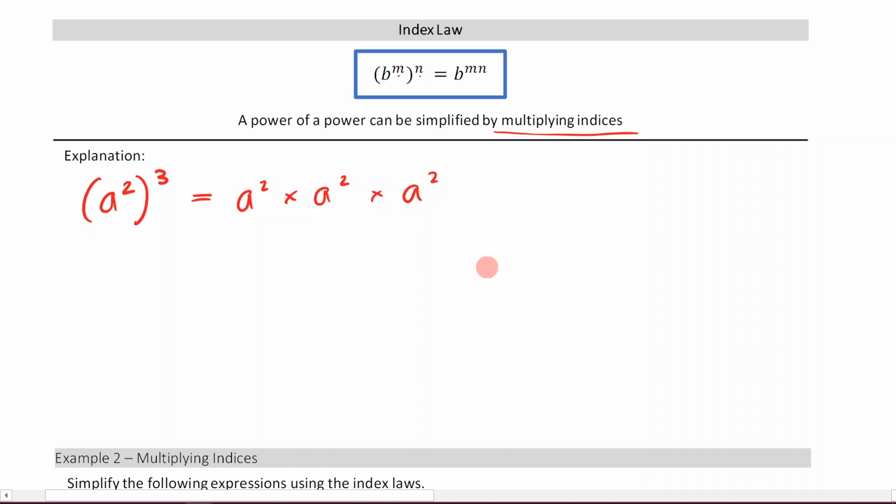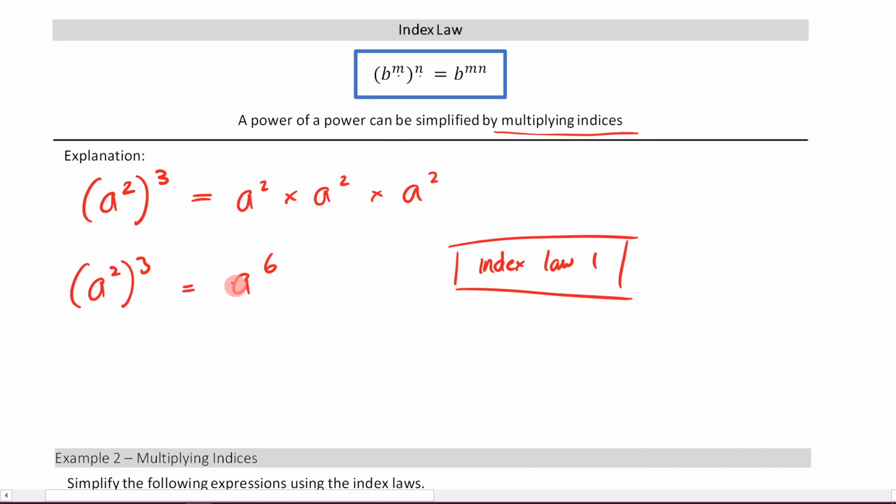Now, according to index law 1, which we saw in our last lesson, when we're multiplying things which have the same base, what do we do with the indices? Well, we add them together. So I'm just going to write this down again. Here, I'm adding together all the indices. So I'm going to get a, 2 plus 2 is 4, plus 2 is 6. And there you go. So according to index law 1, we can say this.